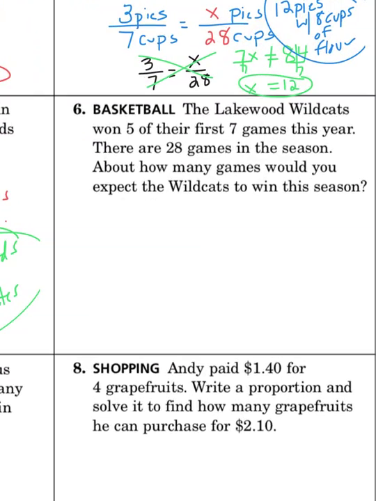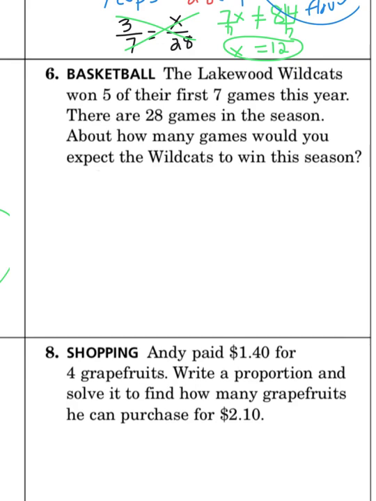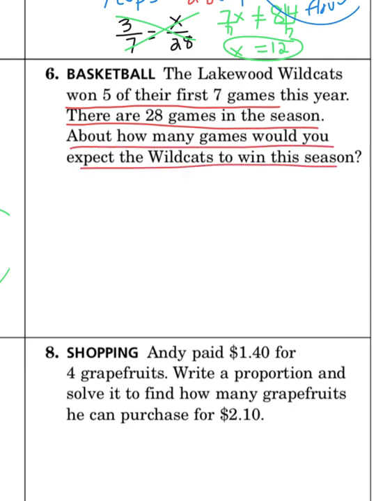All right. Basketball, my favorite. It is basketball season. The Lakewood Wildcats won 5 of their first 7 games this year. There are 28 games in the season. How many games would you expect the Wildcats to win this season? All right, what information goes together? Well, the Lakewood Wildcats won 5 of their first 7 games. So they won 5. 5 were won out of 7 games.